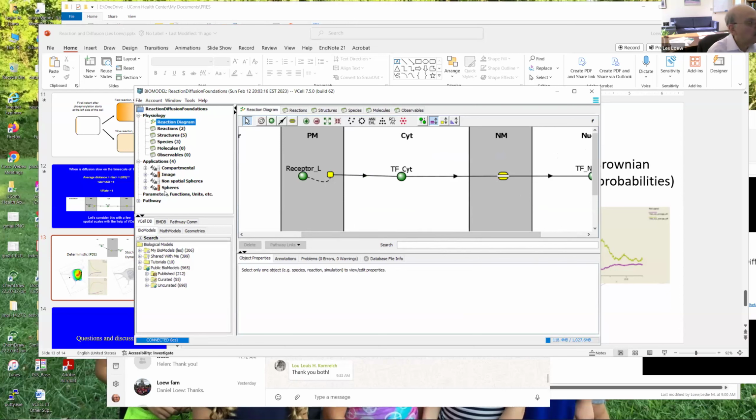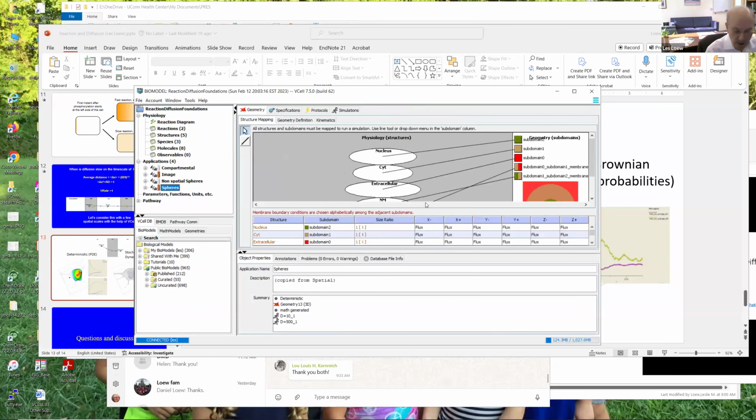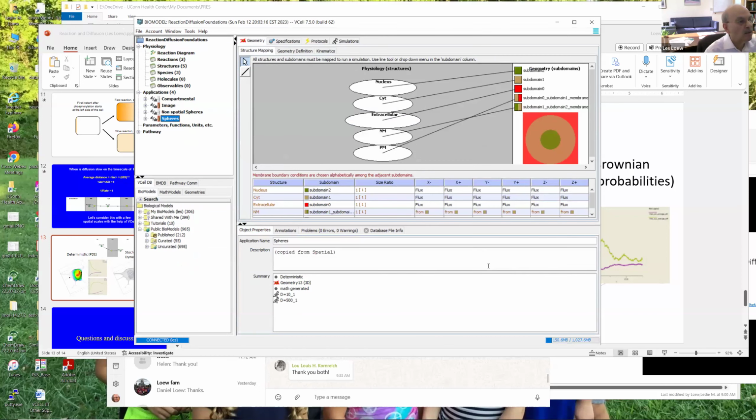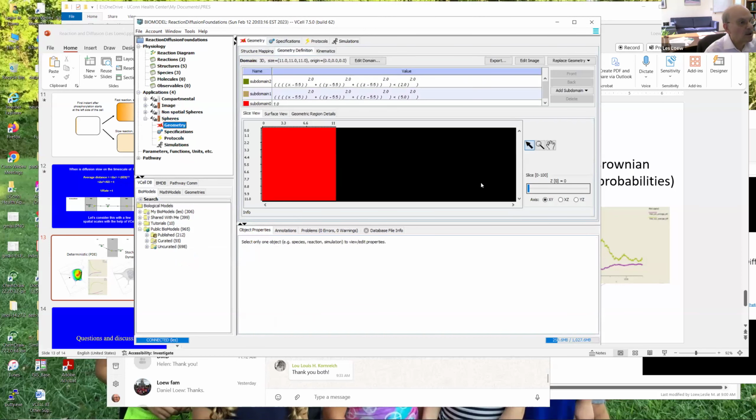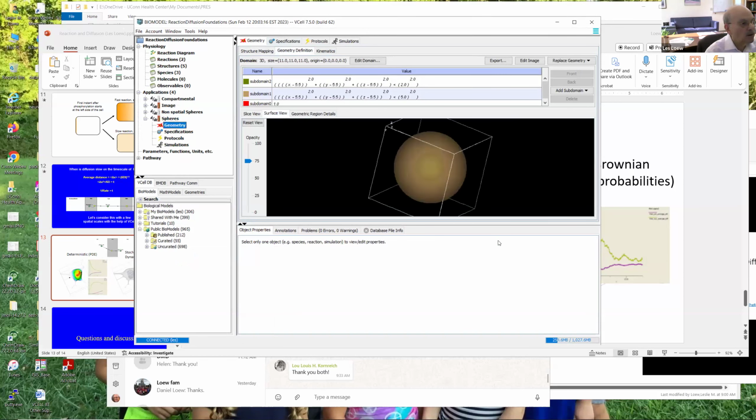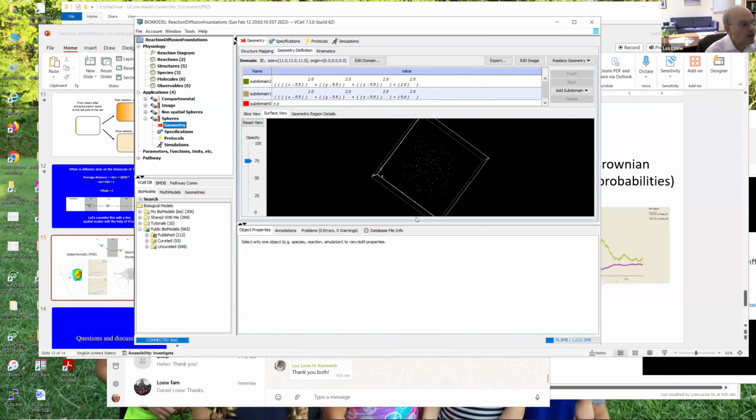And we have a simple model here, where we've mapped this system to just a simple sphere. So here's a surface view. We've got a sphere with a green nucleus in the middle of the sphere, okay?